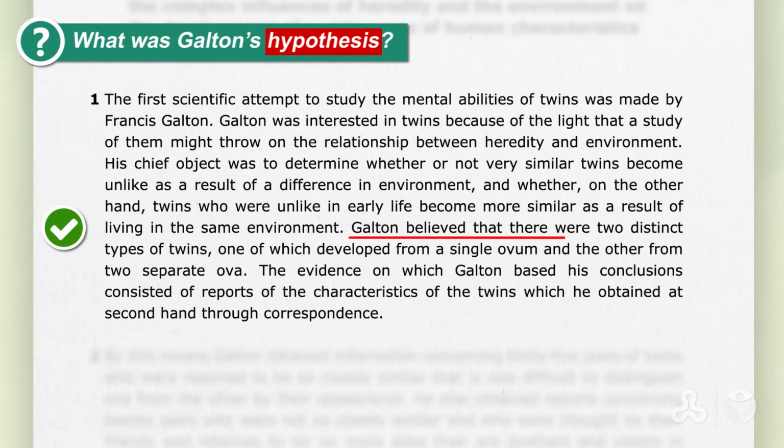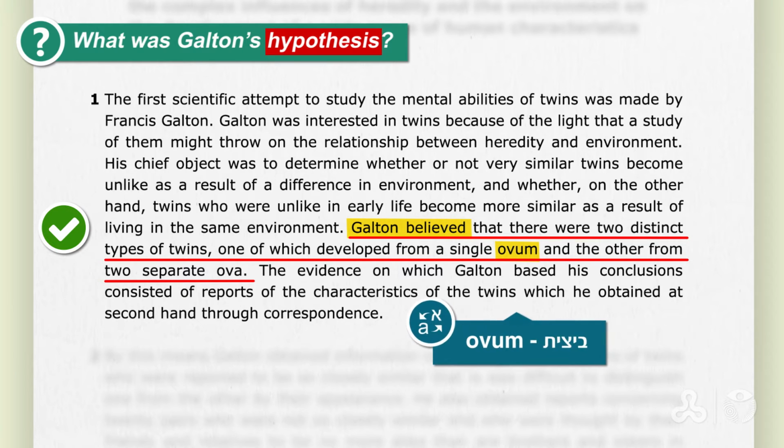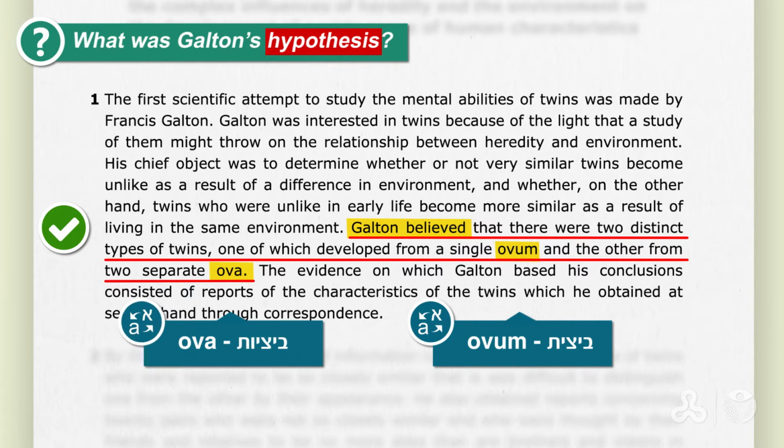Okay, so notice the beginning of the answer. Galton believed, כן, הוא האמין, זה איזושהי השערה או הנחה שלו. Galton believed that there were two distinct types of twins. כן, הוא האמין שישנם שני סוגים מובחנים של תאומים. One which developed from a single ovum, כן? סוג מסוים של תאומים שהתפתחו מביצית אחת, okay? And the other type of twin, of course, from two separate ova, כן? והסוג השני של תאומים משתי ביציות שונות.